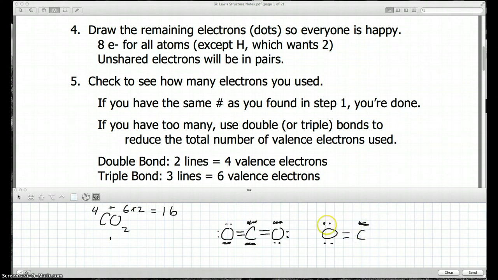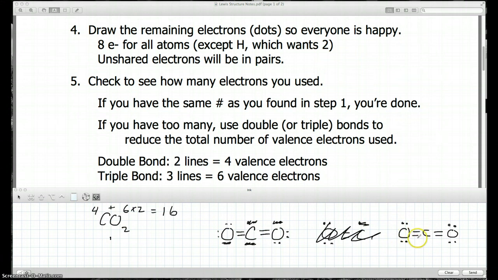Oh shoot, I messed up. I can put it over here. So that is what carbon dioxide, CO2, looks like. Has a carbon in the middle, a double bond on each side, and each oxygen has 2 pairs of electrons on it. So let's count that up again.